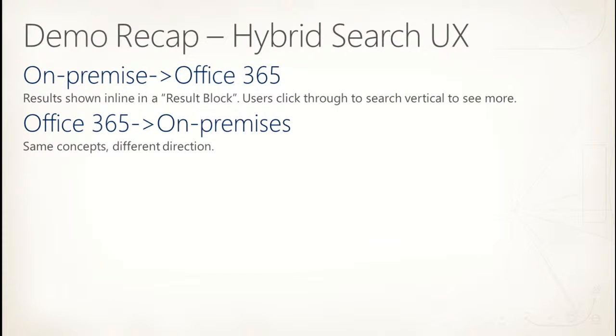So here the concept is that we're showing these remote results inline on the same page in what we call a result block. Then users can click through, and depending on how the environment is configured, the click-through could go to the remote location, in this case Office 365, or it could go to what we call a search vertical, which keeps the user within the same local search center but shows you data that's still coming from Office 365. That's just a configuration option you can choose.